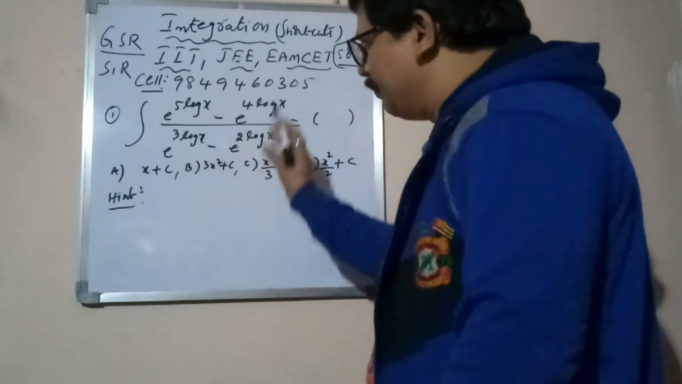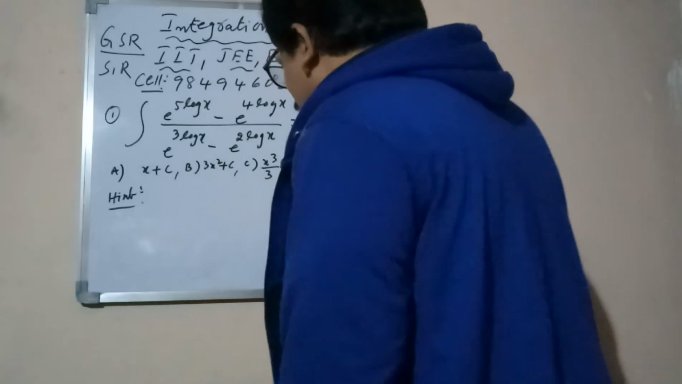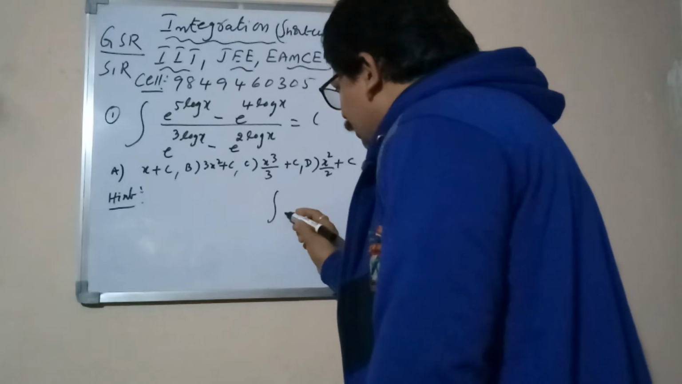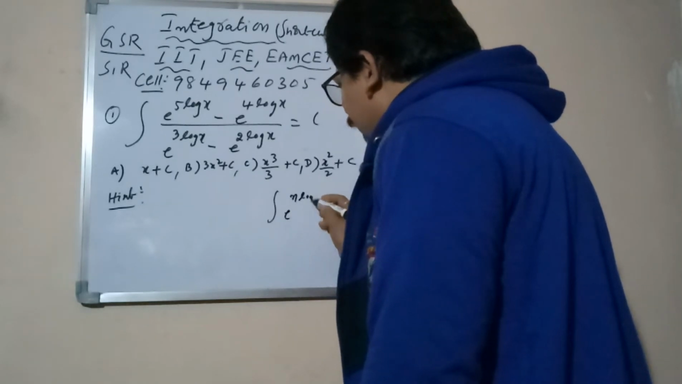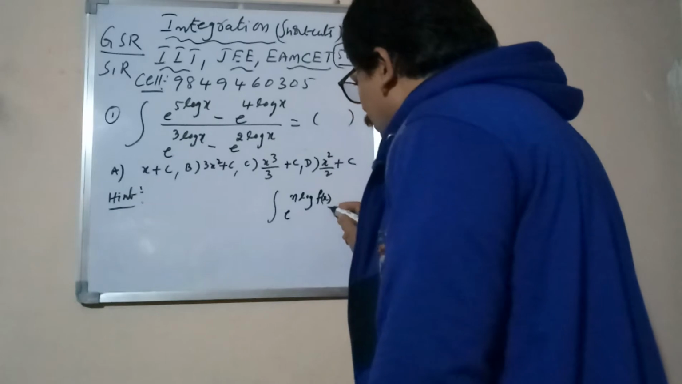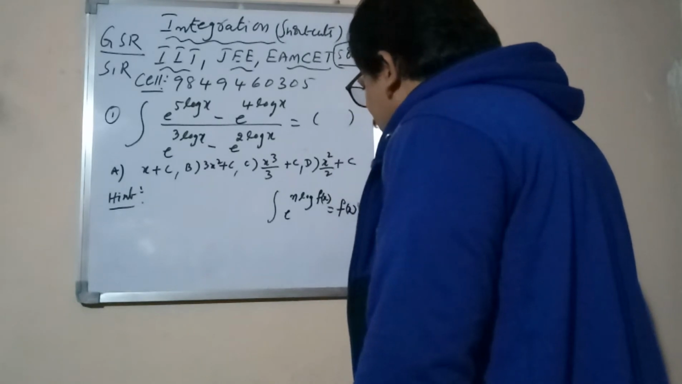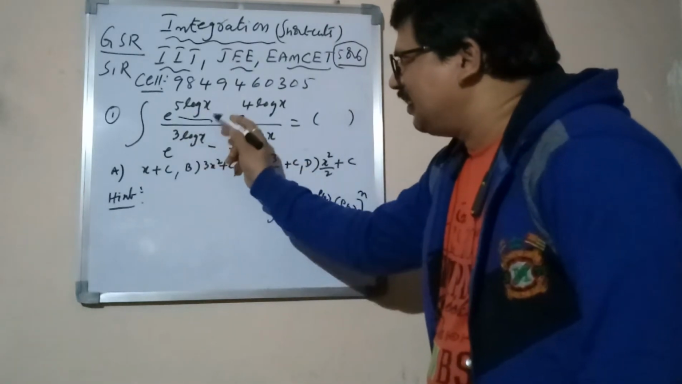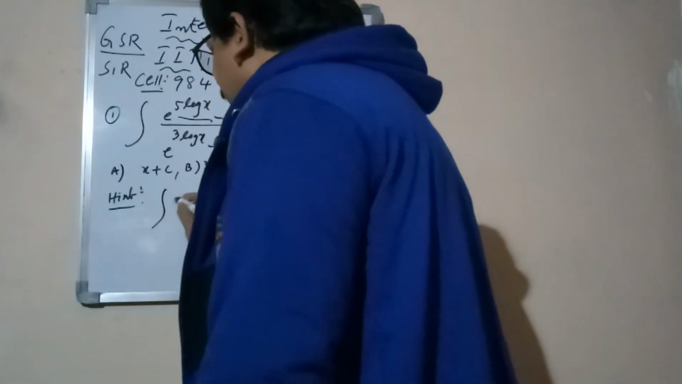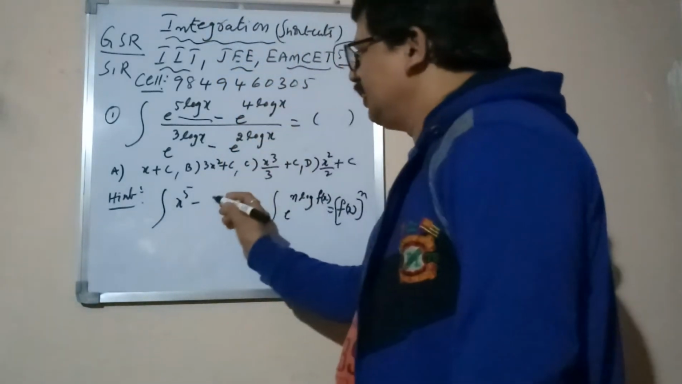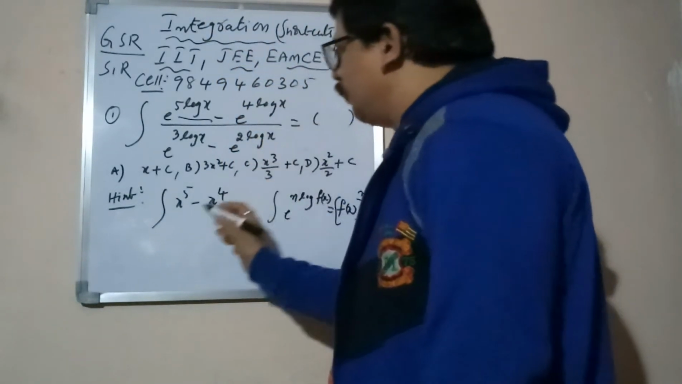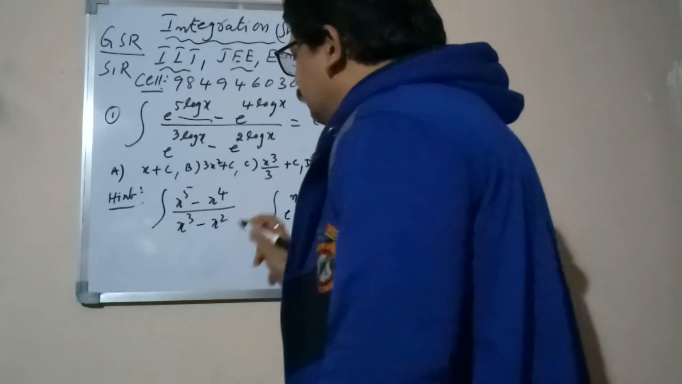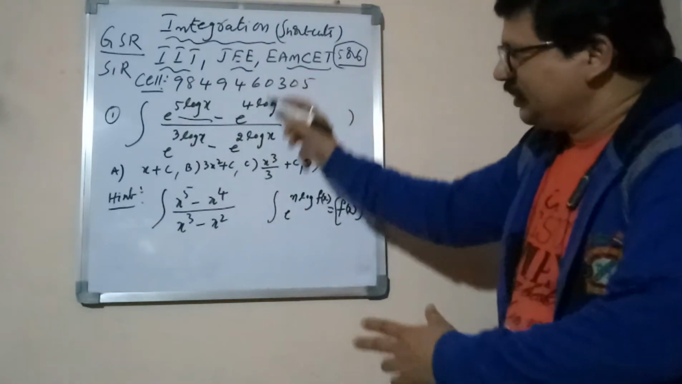Now this type is simple. Here first there is one formula: integral e power n log f of x equals f of x whole power n. Here you see the same process, simple logic: integral x power 5 minus x power 4, by x power 4, by x cube minus x square, finish. This is important. If you know this formula, the steps are easy.